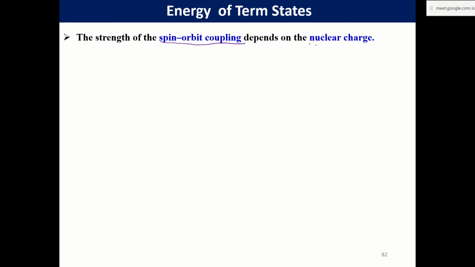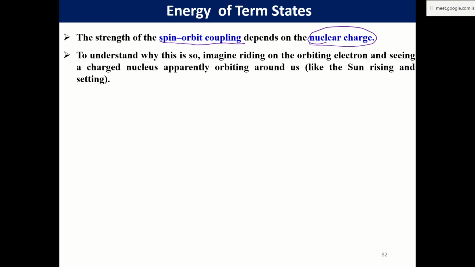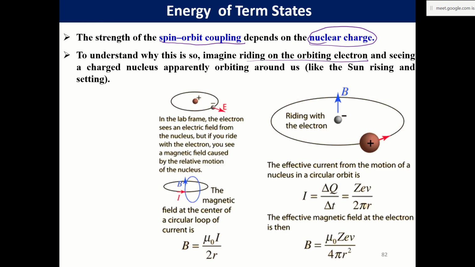The effect of nuclear charge on the spin orbit coupling. So you need to understand this. Imagine yourself to be riding an electron, which you think of as an electron orbiting a nucleus like this. So imagine you are the electron and you can see the nucleus.